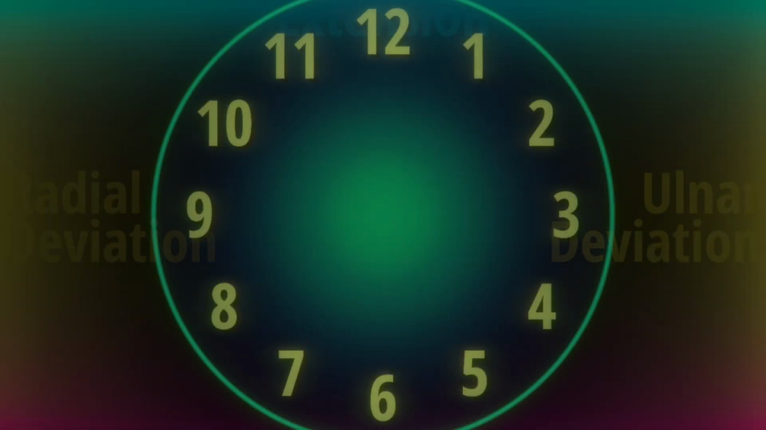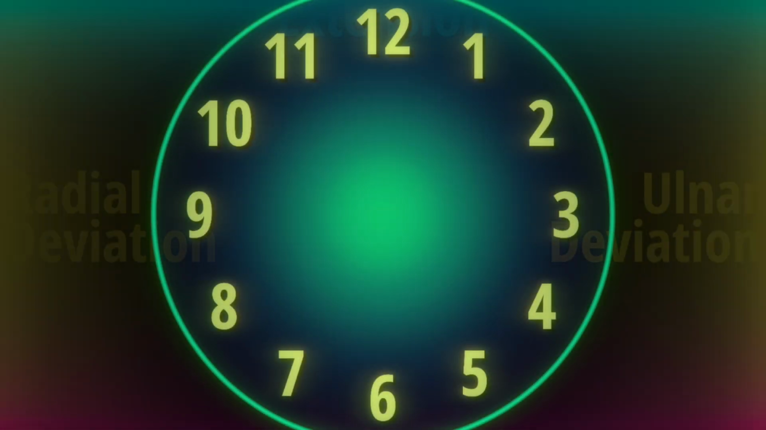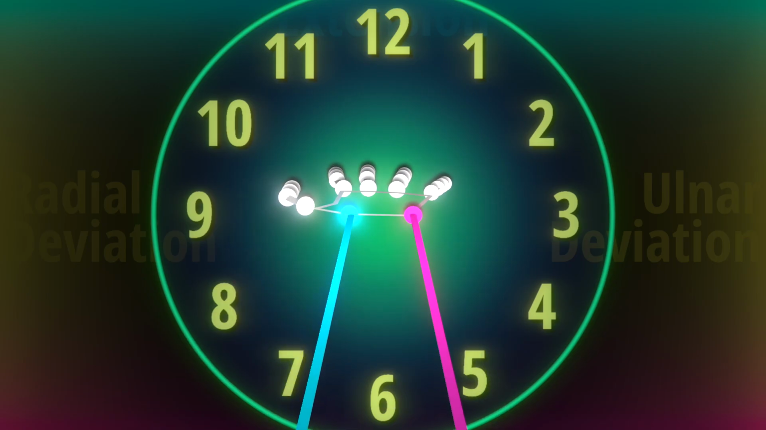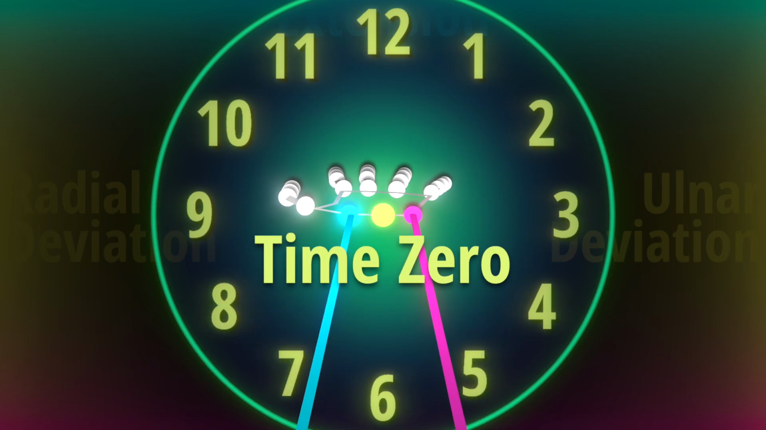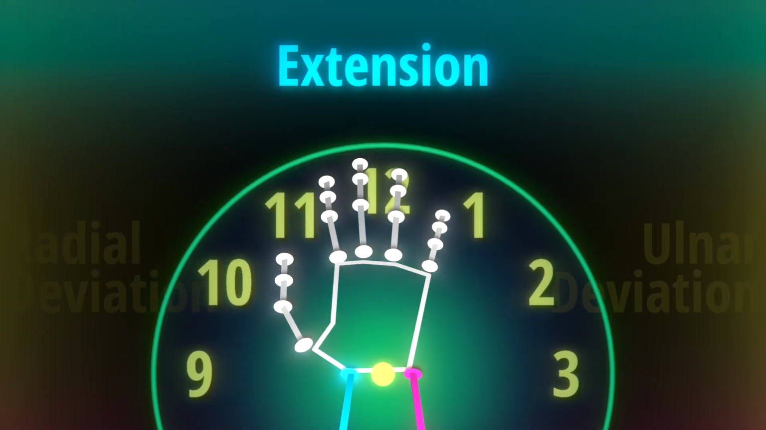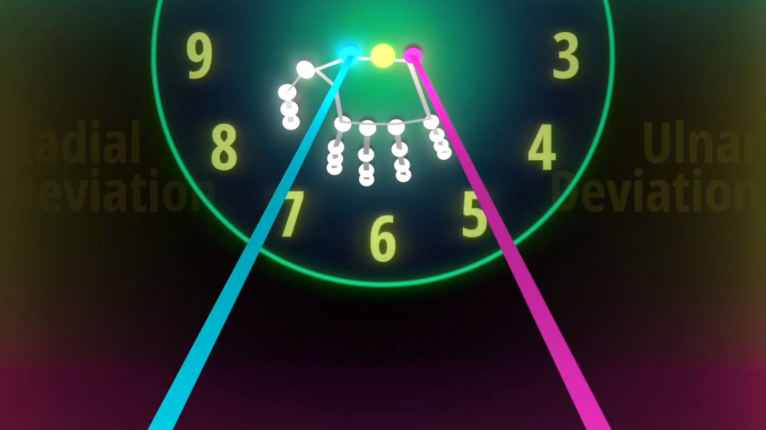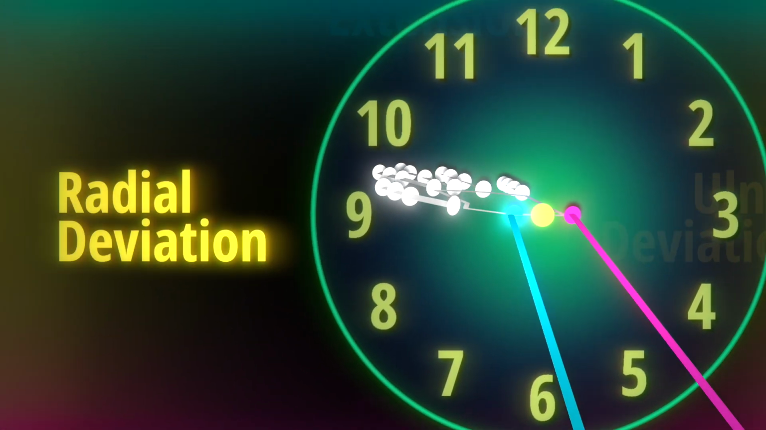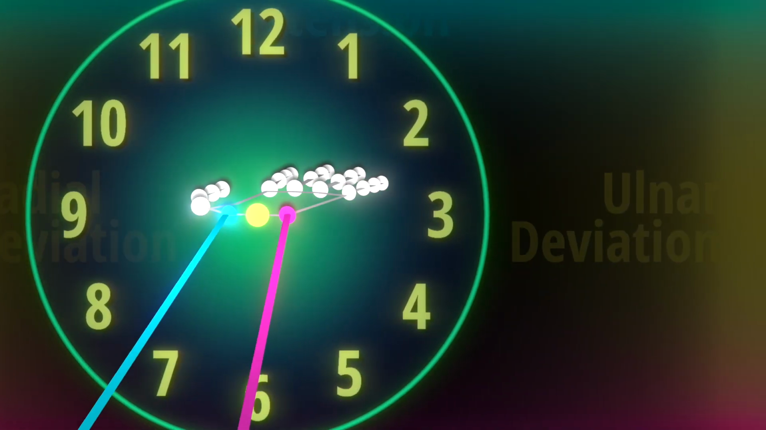Imagine that your hand is pointing at the center of an analog clock. And let's also imagine that the center of the clock is time zero. From that time zero orientation, we now have a way of describing the fundamental axes of wrist motion so that 12 o'clock is wrist extension, 6 o'clock is wrist flexion, 9 o'clock is radial deviation, and 3 o'clock is ulnar deviation.